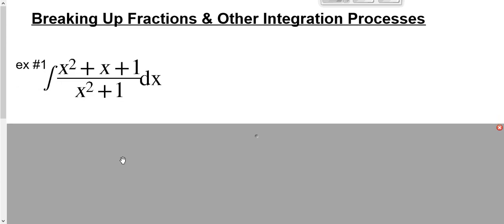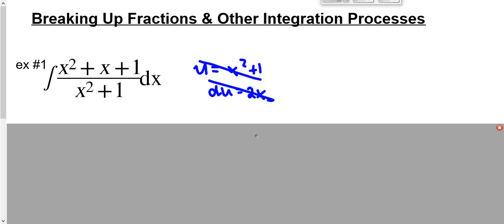Our first example, example 1, is x squared plus x plus 1 divided by x squared plus 1. So you really need to make a note here because we can't integrate this. U substitution does not work because if we do a u of x squared plus 1, du is 2x, which is not what's on the top. So u substitution doesn't work.